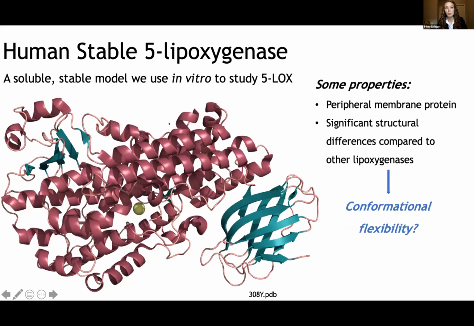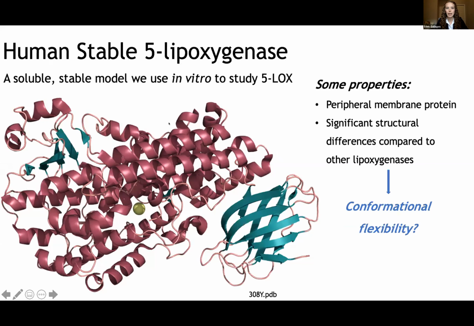So 5-LOX is a peripheral membrane protein, meaning it doesn't always stay or act in aqueous solution. It's also intrinsically unstable, but because of its importance, our lab made a pseudo wild type version of 5-LOX, referred to here as stable 5-LOX. This is a soluble, stable version of the enzyme that allows us to study it in vitro.